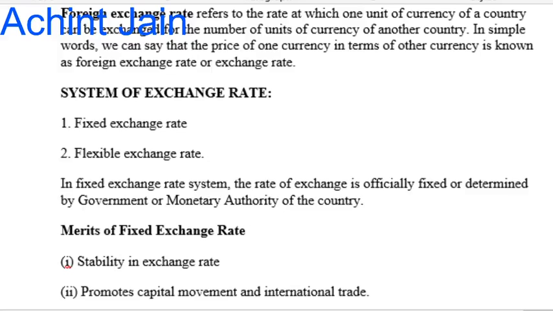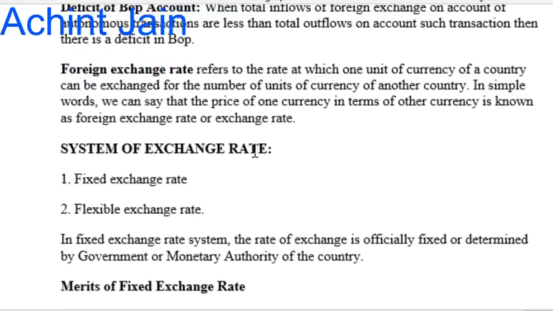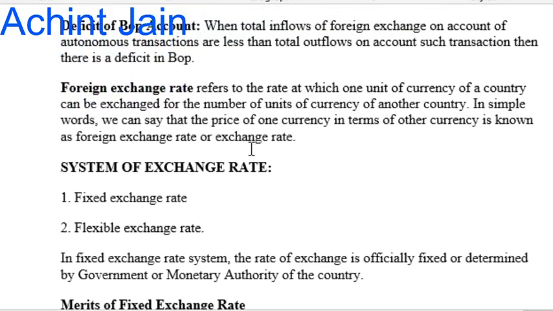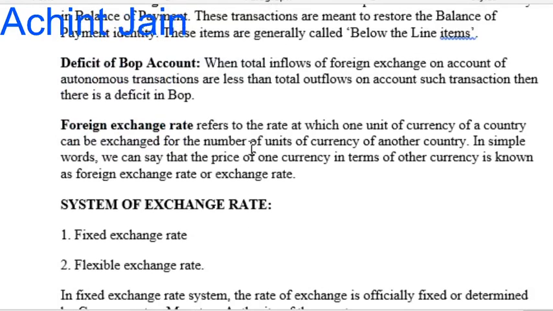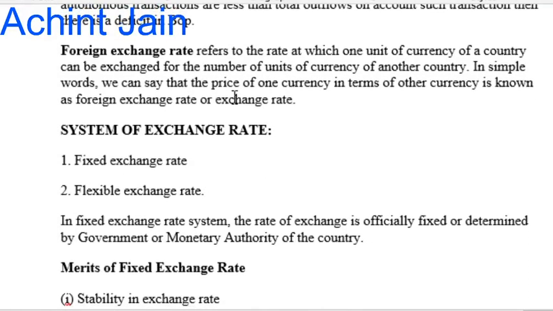Hello guys, today we will start the unit foreign exchange rate and balance of payment. First we will start the foreign exchange rate. Foreign exchange refers to the reserve of foreign currencies. For example, currency of US and UK are the foreign exchanges for India.